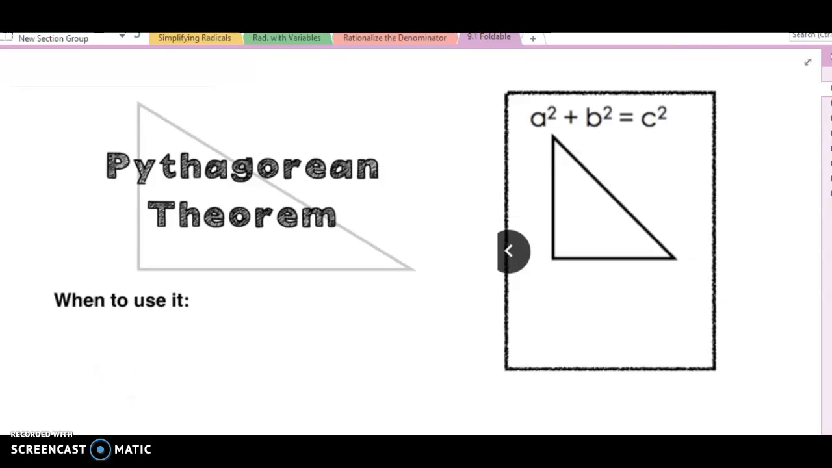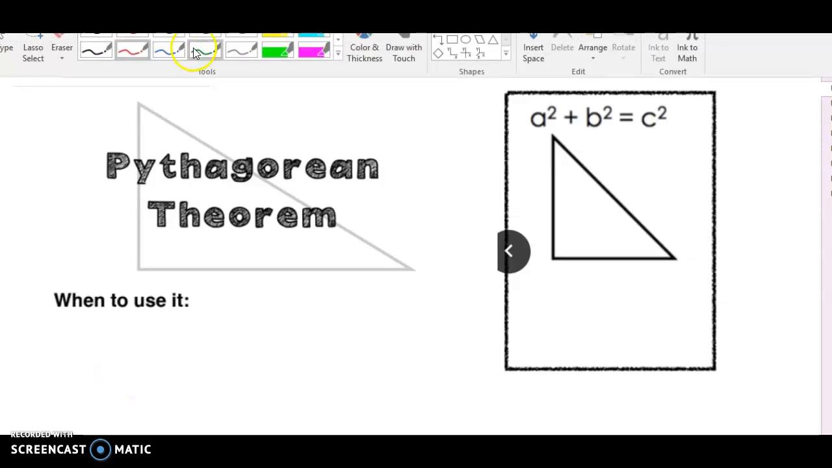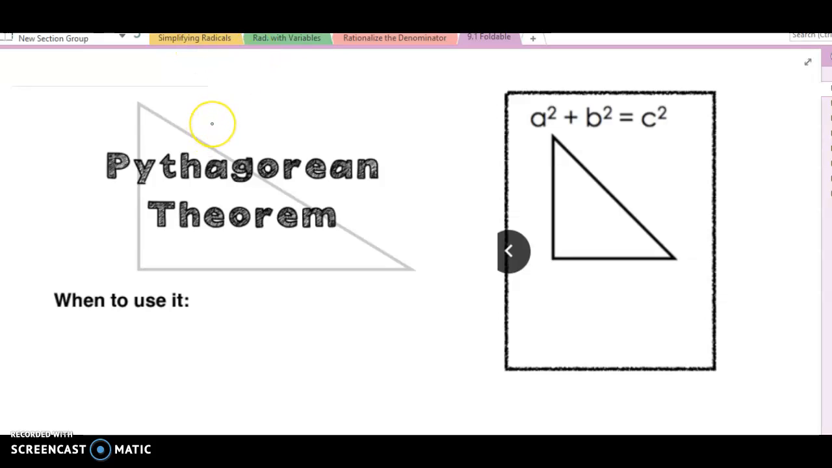All right, guys, so this is the video for the Pythagorean theorem foldable. I know some of you probably know the Pythagorean theorem, but we're going to practice it because there's a lot of common mistakes that people generally make with it. The first mistake people generally make is when they can use it.